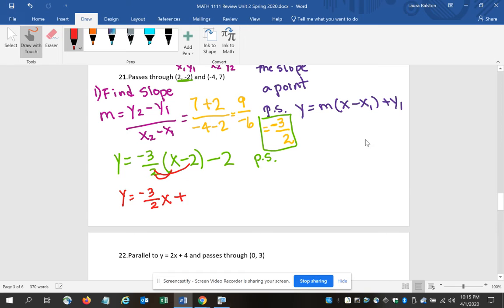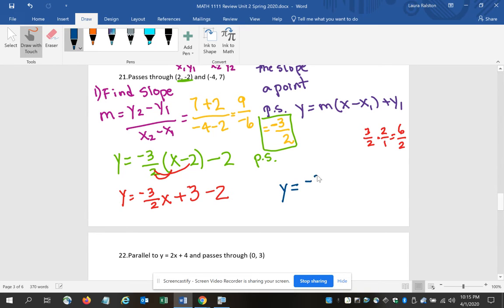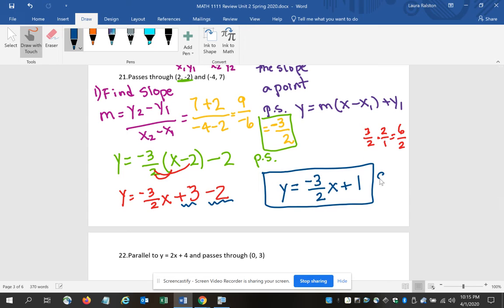Negative and a negative make a positive, and I have 3/2 times 2 over 1. 3 times 2 is 6. 2 times 1 is 2, which ultimately gives me 3 minus 2. And then I come back and I combine like terms. So I have y equals negative 3/2 x plus 1. Positive 3 minus 2 is plus 1. And this would be your final answer in slope intercept form.